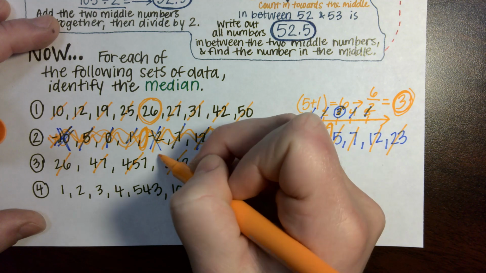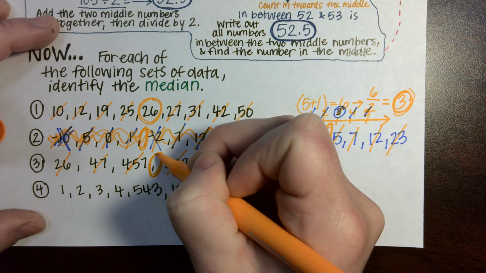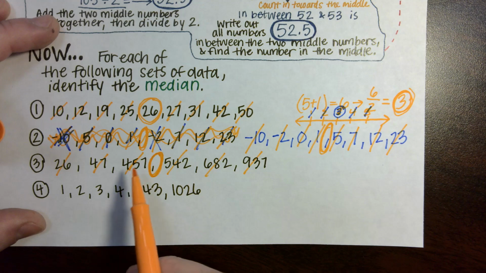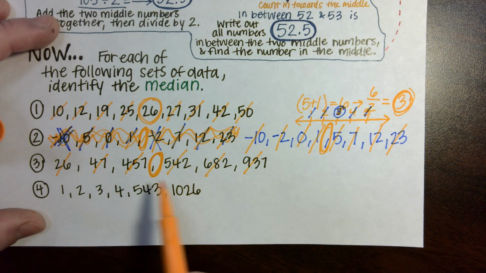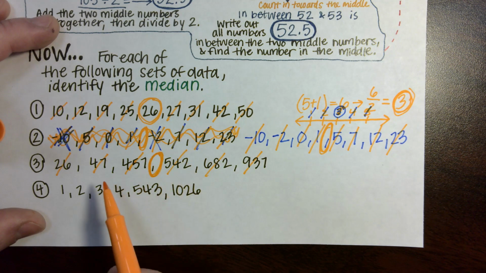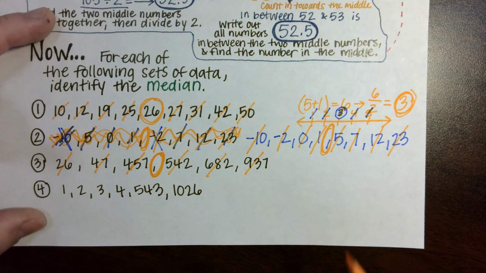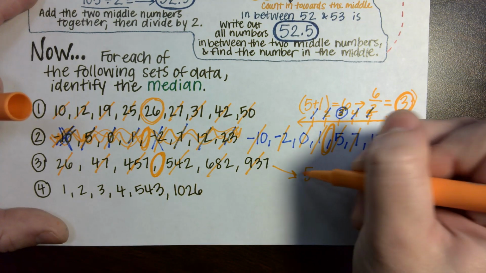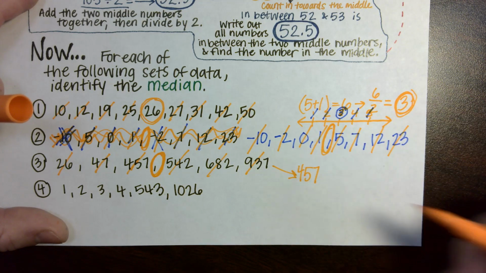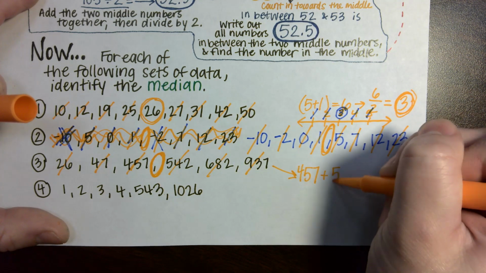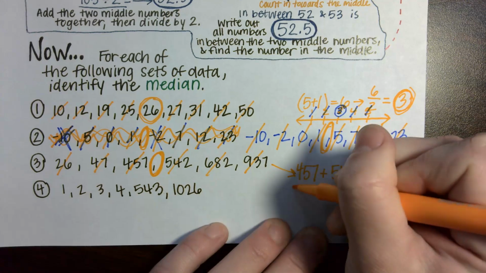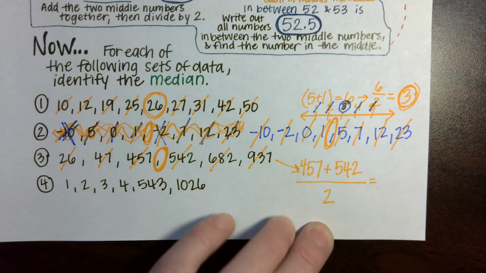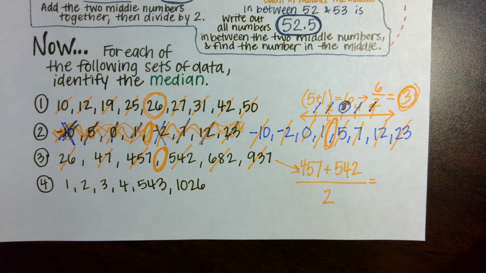This is where it's important to know how to add the numbers together and divide by 2, because making a number line between these two numbers is going to take a long time. So, let's do that. 457 plus 542, and all of that divided by 2. Let me do 457 plus 542.